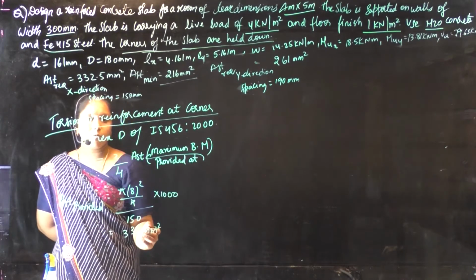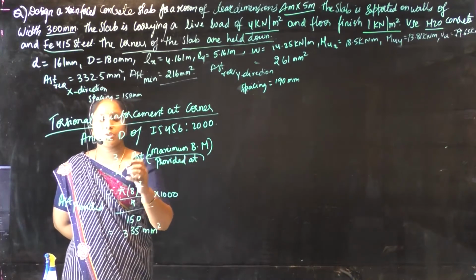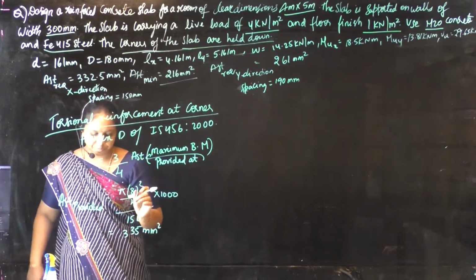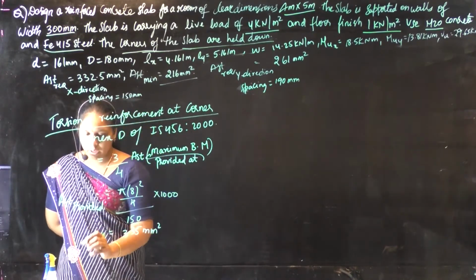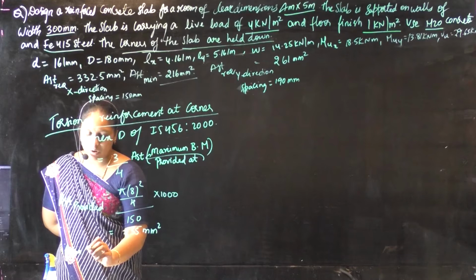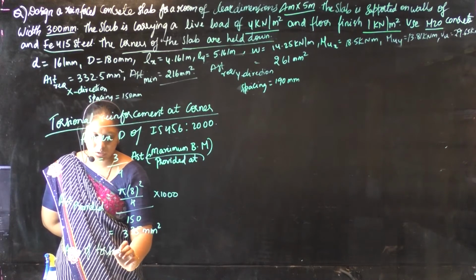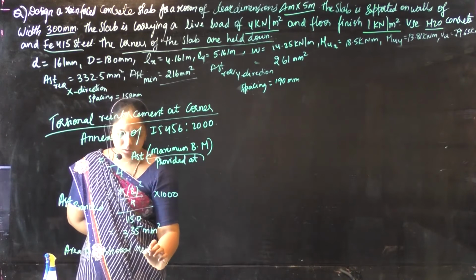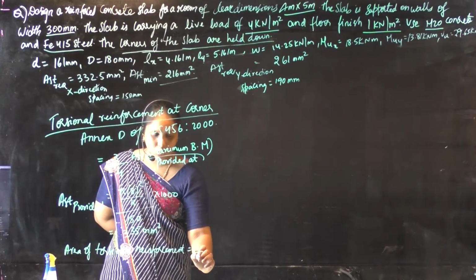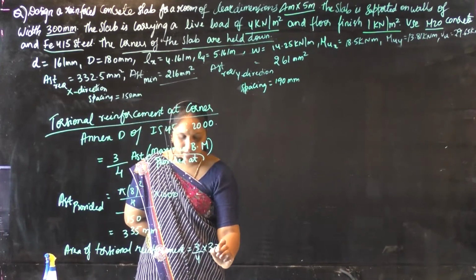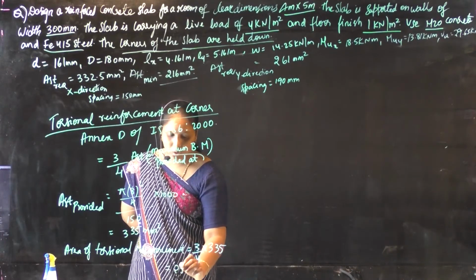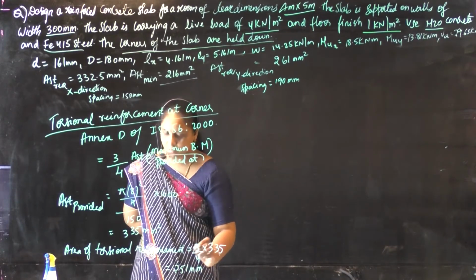So this is the area we have provided. So this area has to be placed here. So the 3/4 of this particular area should be taken as a torsional reinforcement. So here the area of torsional reinforcement will be 3/4 into 335 mm square, which will give you a value of 251 mm square.